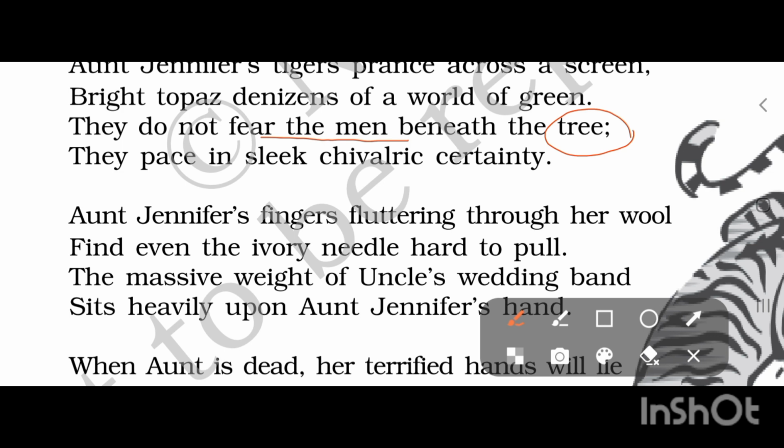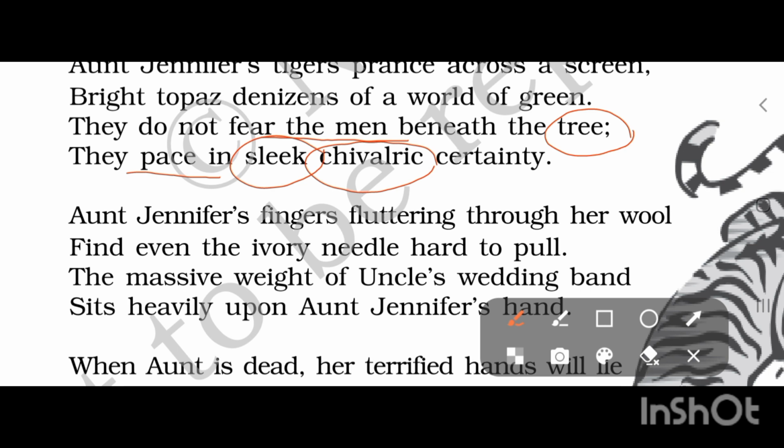They pace in sleek chivalric certainty. Now the tiger's pace. Now pace means here again movement. Here the movement of the tiger is a bit sleek. Now what is the meaning of sleek? Sleek means elegant. And what is the meaning of chivalric? Chivalric means brave. So the tigers are moving elegantly and in a brave manner.